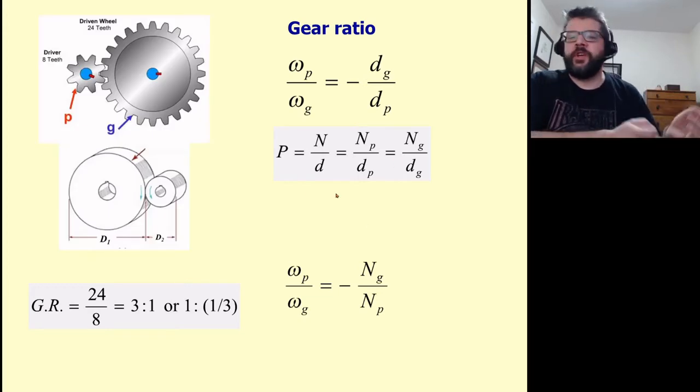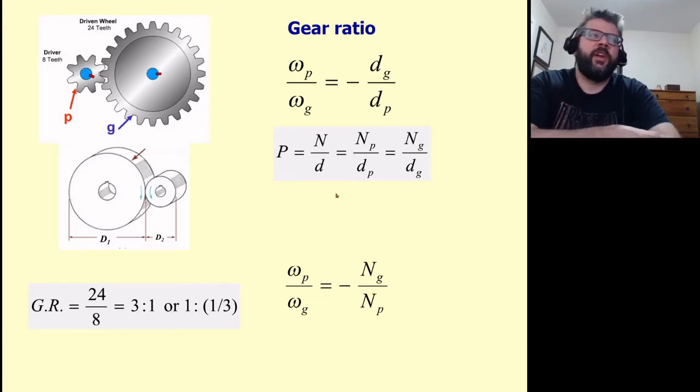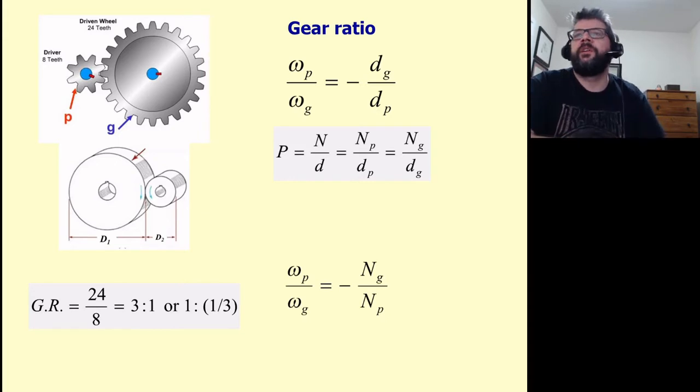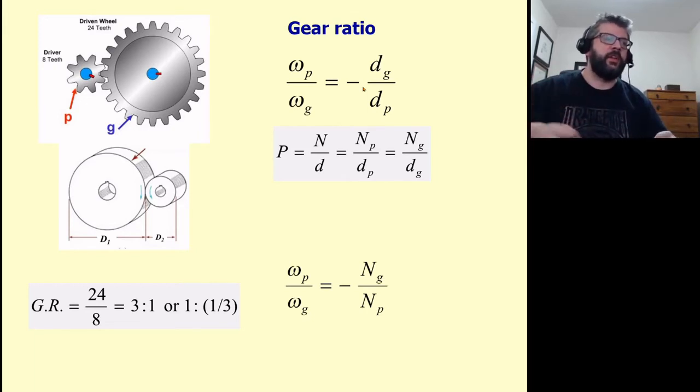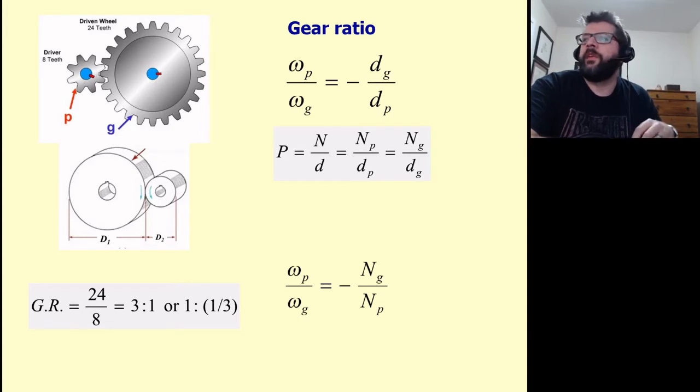The gear ratio is also fairly important. That's a function of the gears that we are using to mesh together and how they will rotate. The rotational speed of the pinion divided by the rotational speed of the gear will be equal to minus, because it switches direction, so we throw the minus on there, minus the diameter of the gear divided by the diameter of the pinion.